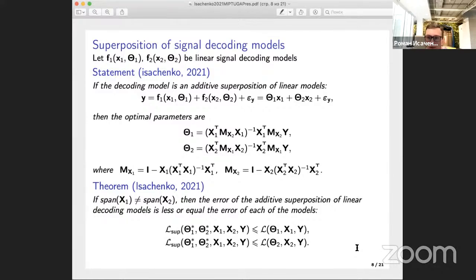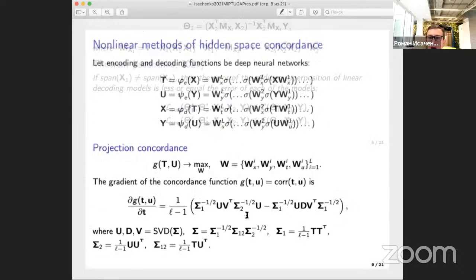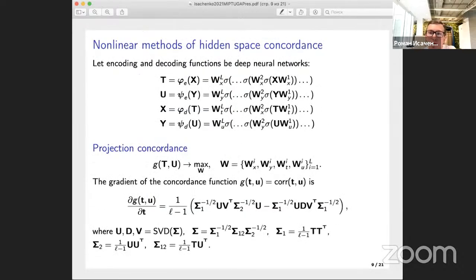A procedure for selecting models in the superposition is proposed based on the analysis of subspace projections constructed on the linear span of the original data descriptions. In addition to linear decoding models, we consider nonlinear methods. In this case, the encoding and decoding functions are deep neural networks. Each neural network is a superposition of matrix multiplications and element-wise activation functions.